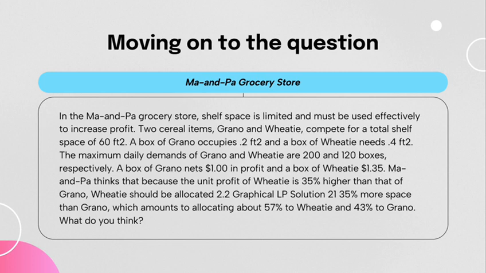A box of Grano makes $1 in profit and a box of Wheatie makes $1.35 of profit. Ma and Pa think that because the unit profit of Wheatie is 35% higher than that of Grano, Wheatie should be allocated 35% more space than Grano, which amounts to allocating about 57% to Wheatie and 43% to Grano. What do you think?